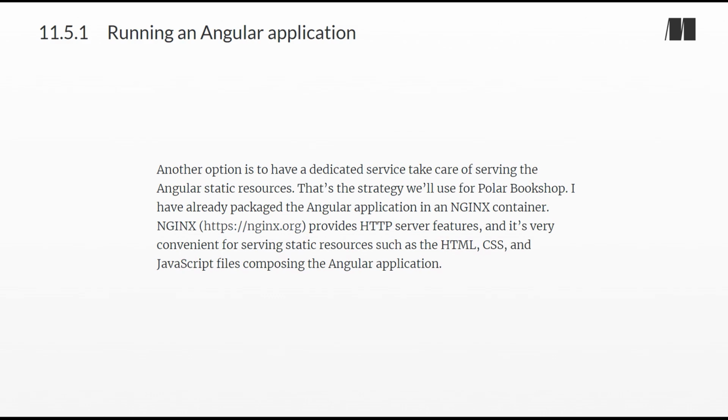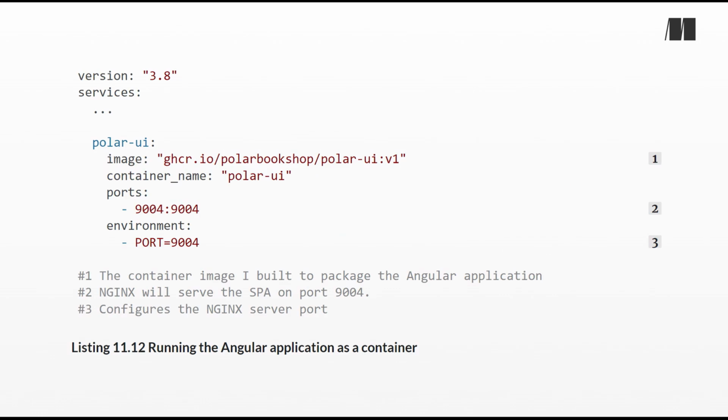I have already packaged the Angular application in an Nginx container. Nginx.org provides HTTP server features, and it's very convenient for serving static resources such as the HTML, CSS, and JavaScript files composing the Angular application. Let's go ahead and run the Polar Bookshop frontend, Polar UI, in Docker. First, go to your Polar deployment repository and open your Docker Compose file, docker/docker-compose.yml. Then add the configuration to run Polar UI and expose it through port 9004.